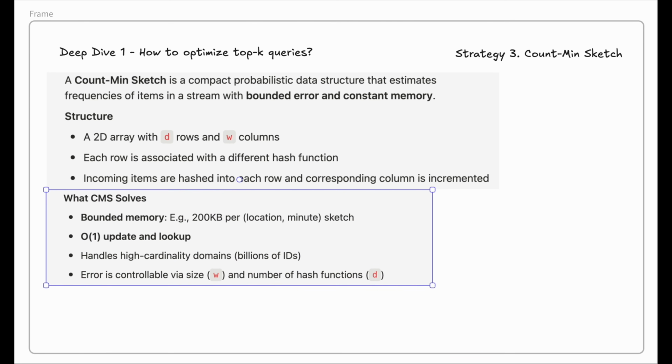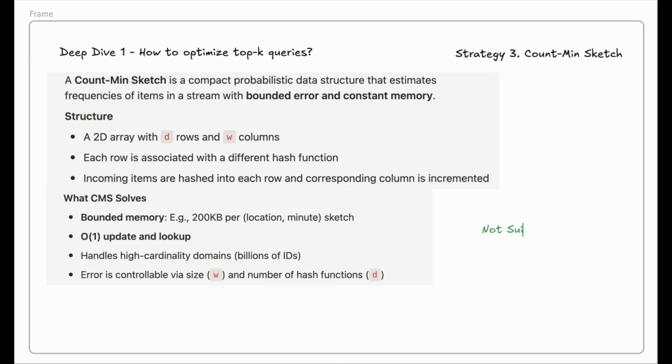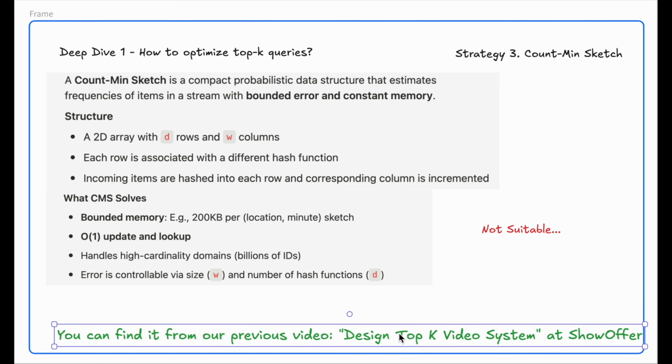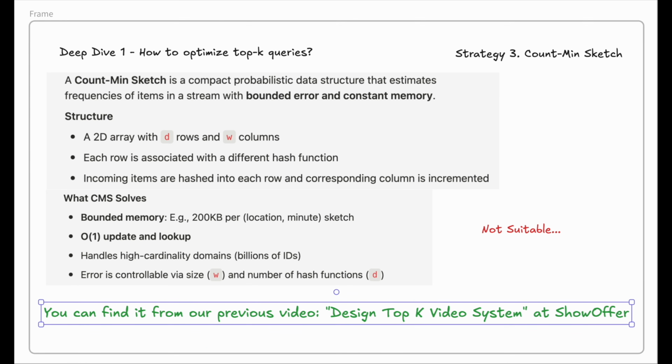However, it is not suitable for leaderboards. It cannot maintain ordering, doesn't support rank-based access, and can't deliver the exact precision needed for top K results. Instead, count-min sketch is best used when we care about frequency trends and relative popularity, rather than exact positions or sorting. For a detailed explanation of count-min sketch, refer to the Designing Top K YouTube videos in ShowOffer.io.